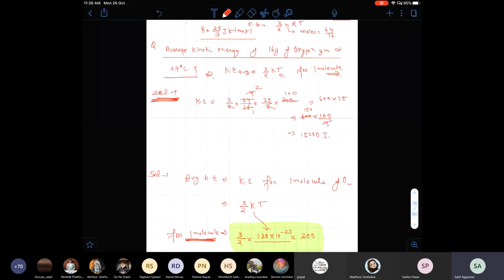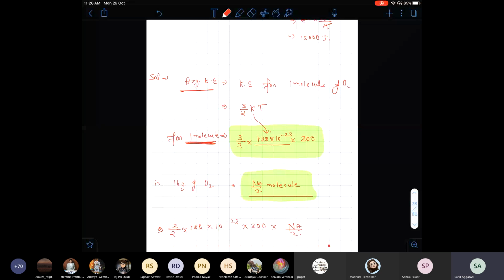Kinetic energy of 1 molecule is given by the formula 3 by 2 kT. Average kinetic energy is the kinetic energy for one molecule, given by the formula 3/2 kT. Any doubt till here? Average kinetic energy means kinetic energy of one molecule, which is given by 3/2 kT.